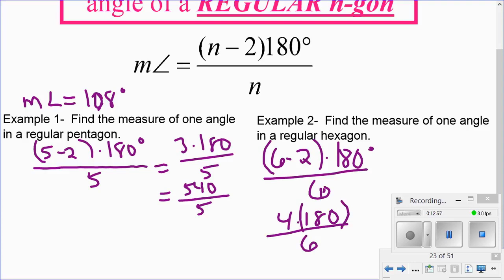So 4 times 180 is 720. And when I divide 720 by 6, I'm getting 120. So the measure of one angle is 120 degrees.